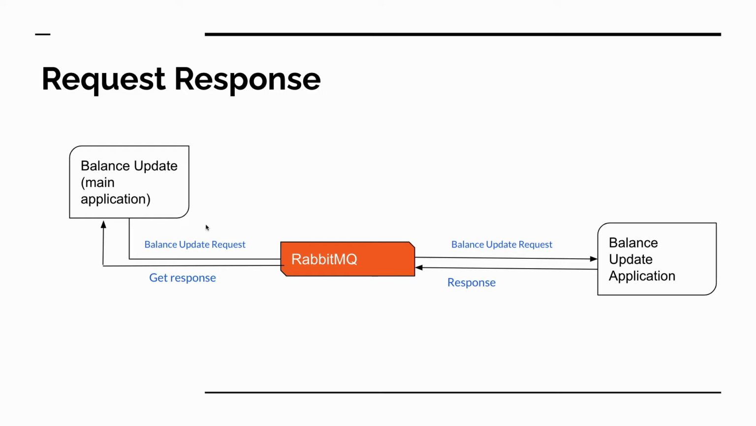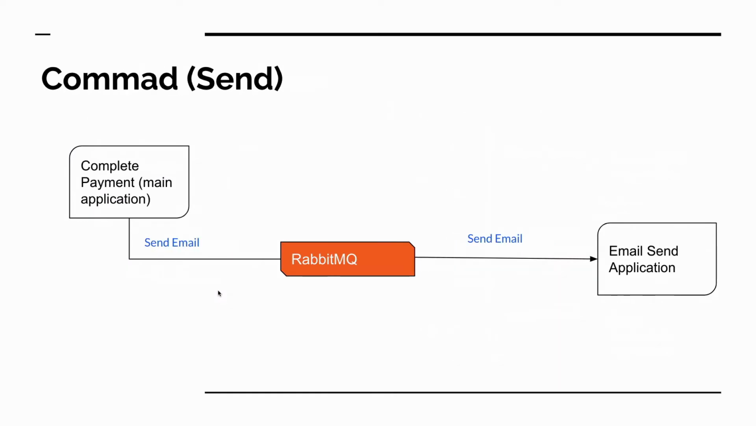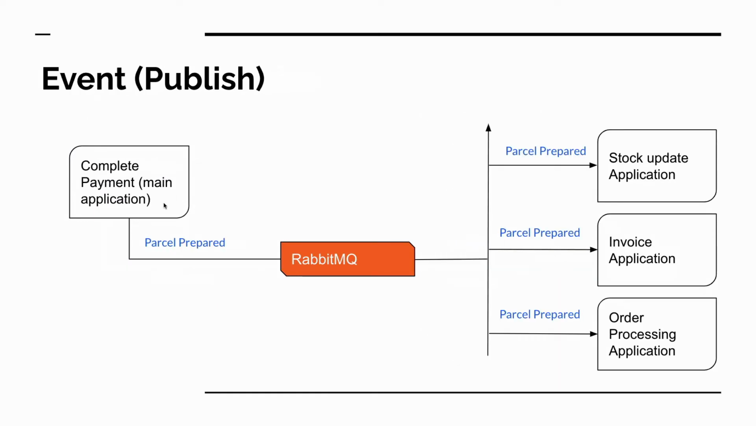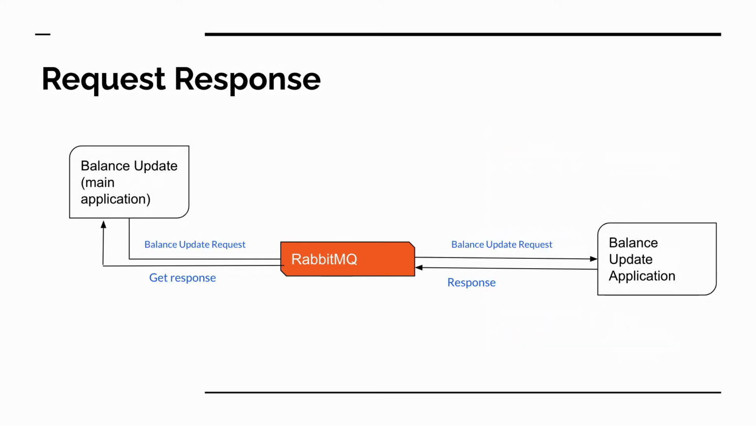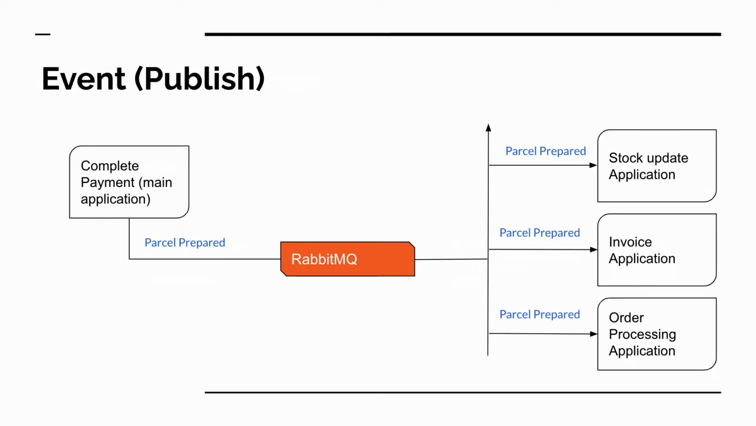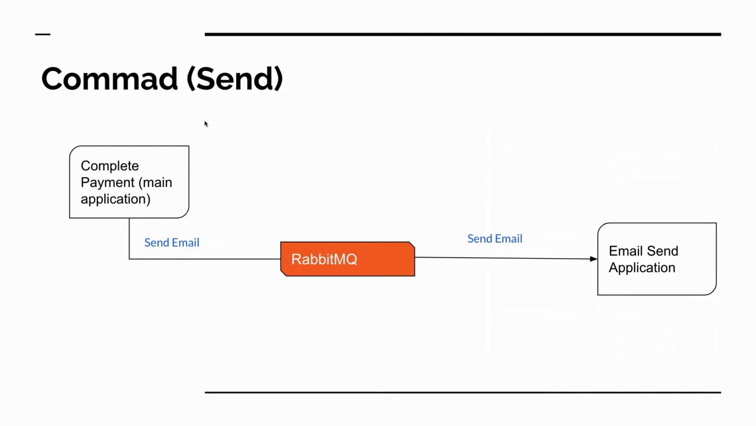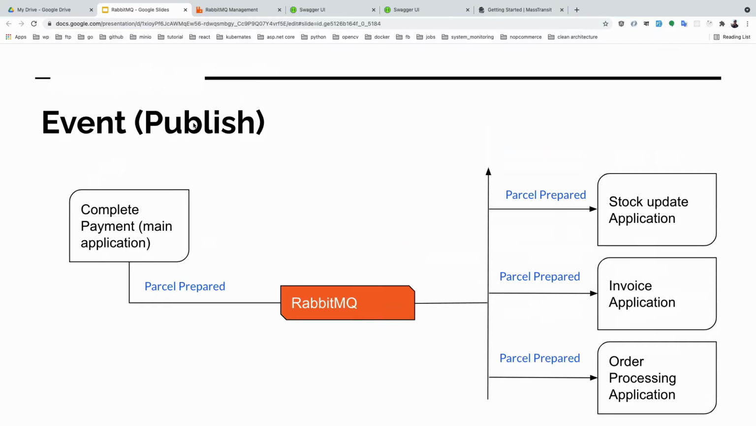Here is one difference: you send a request and get a response, but in our previous two scenarios, command and event, you only send the request but do not wait for a response. Okay, so that's the difference between event, command and request response. So first we start our job with command send. Okay, so we start our coding.